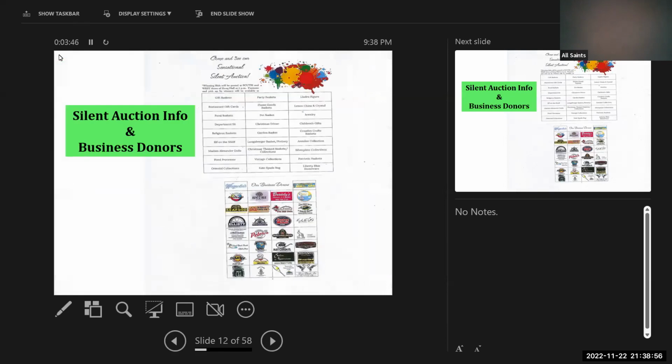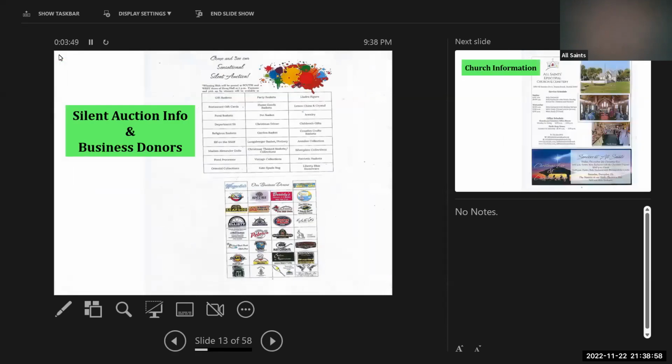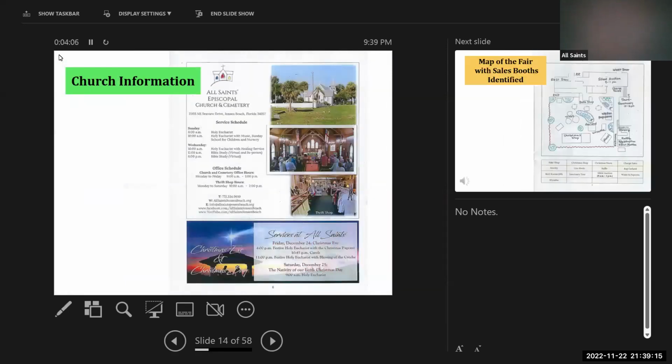We have all the silent auction information, what's available, and then at the bottom all those little boxes that you see with all the colors. Those are all the businesses that have donated gift cards or items, and we want to put them in the program so that people who come are spreading the news and helping give them some business. And of course, this is some information about the church.